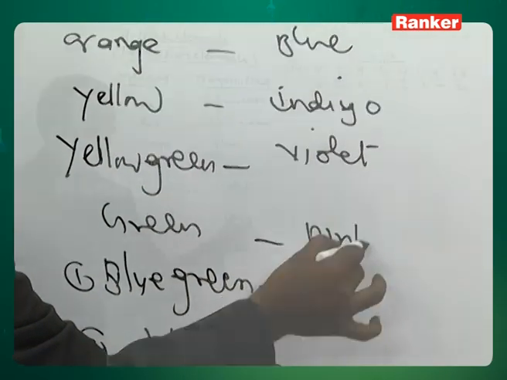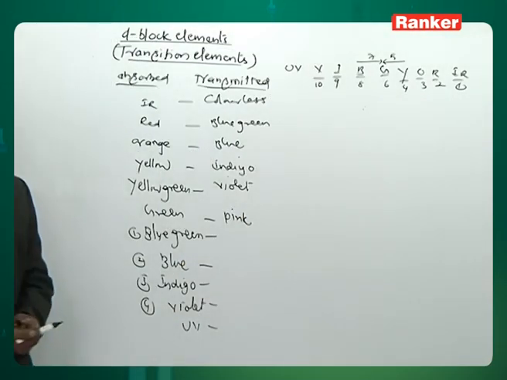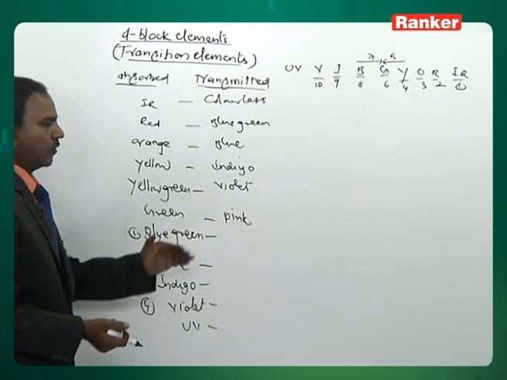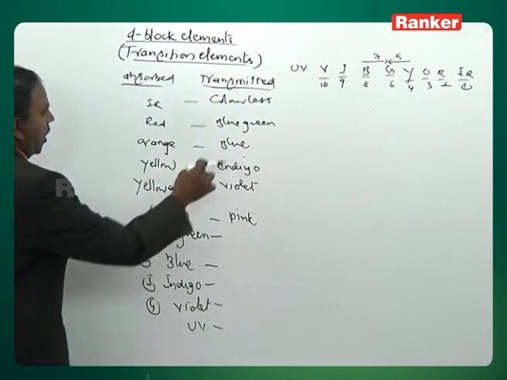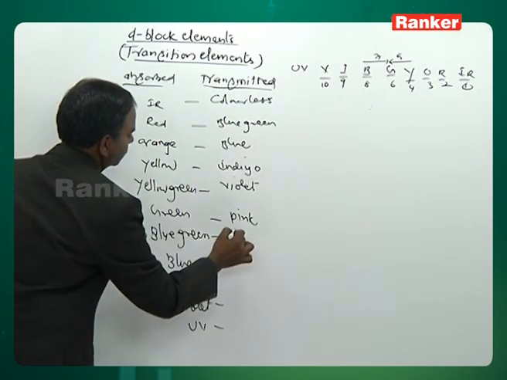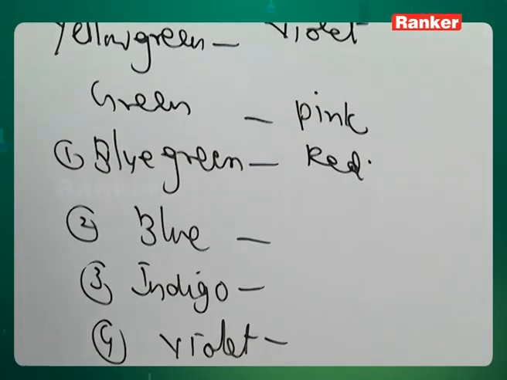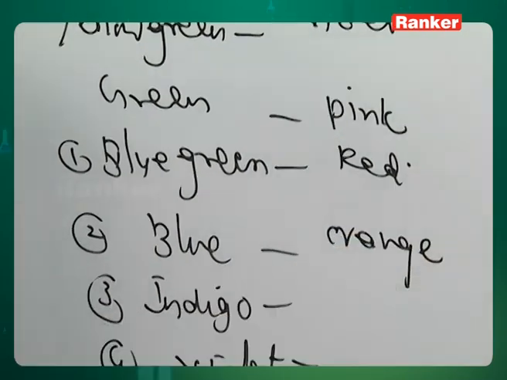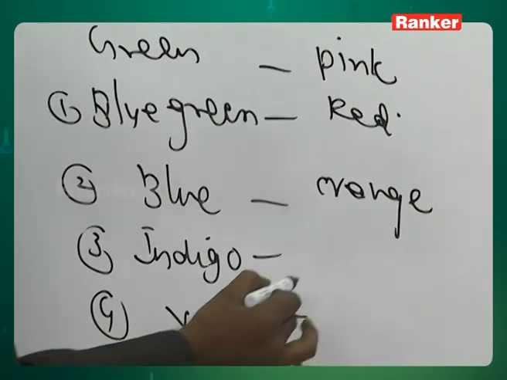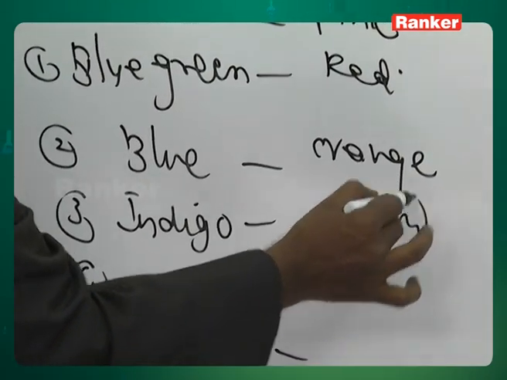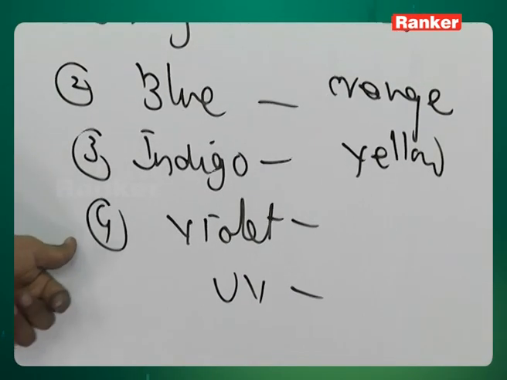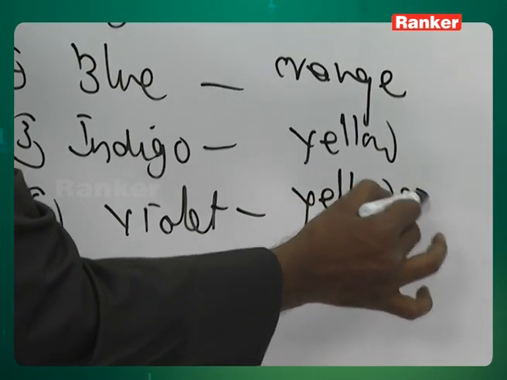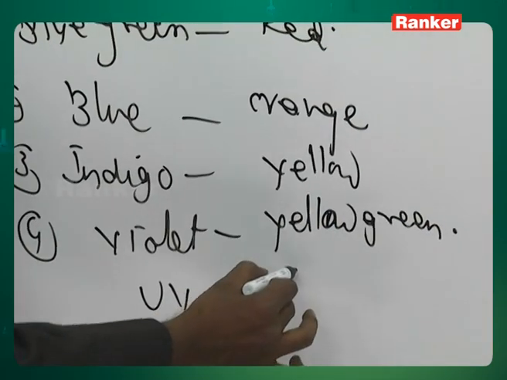This you can also write as t2g to eg electronic transitions. What is this? According to Crystal Field Theory, you might be knowing the five d orbitals under the influence of any ligand. Consider a CN minus, an aqua ligand, an amine ligand, you can take any ligand. Under the influence of this particular ligand, the five d orbitals split into different energy levels.